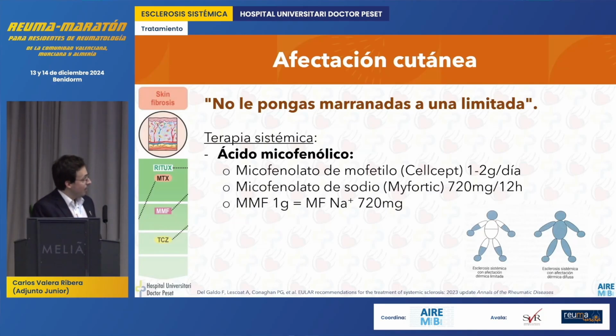The treatment of choice is mycophenolate. I've included here the conversion between mycophenolate mofetil and mycophenolate sodium. What actually differs is the salt to which the molecule is bound. When I started residency, to be honest, I didn't really know the conversion. So that's why I've included it for you.